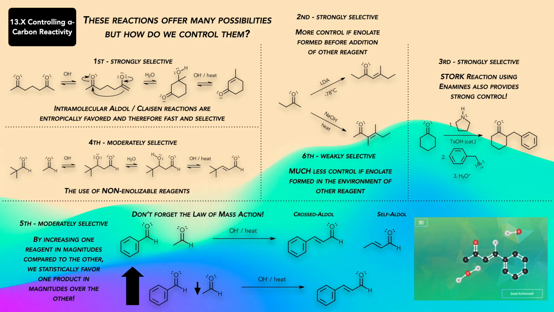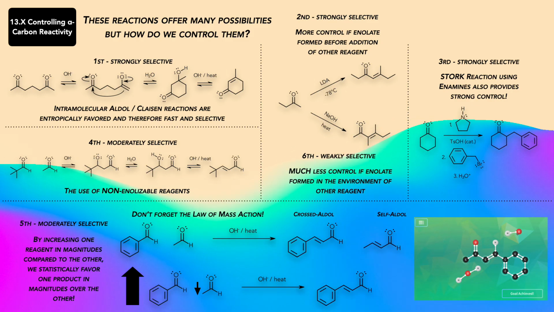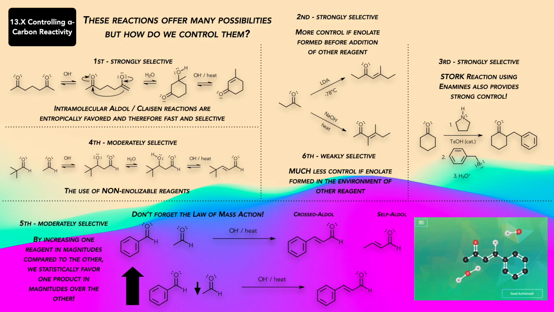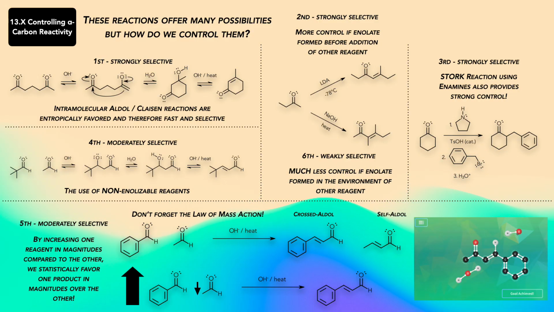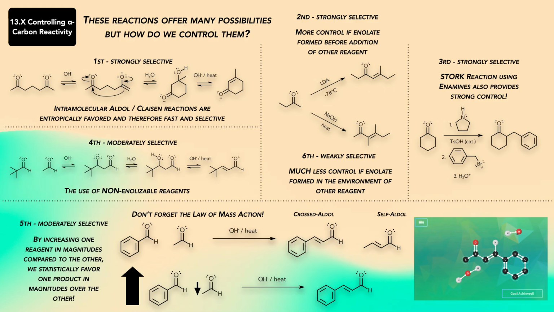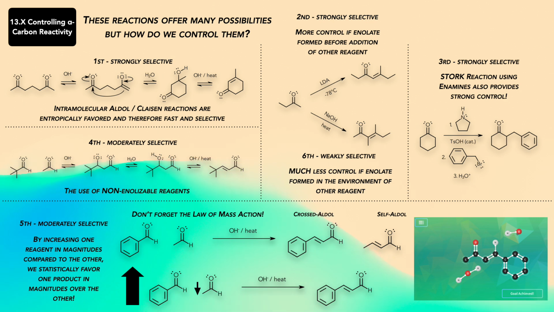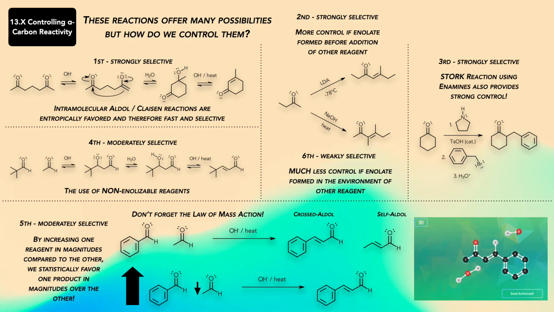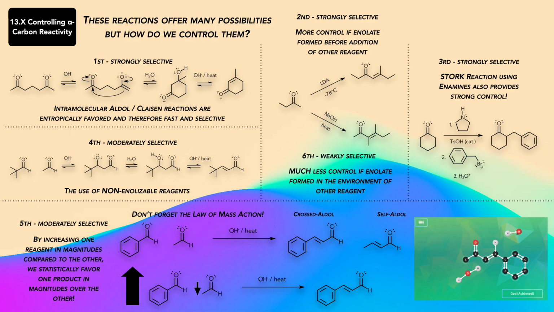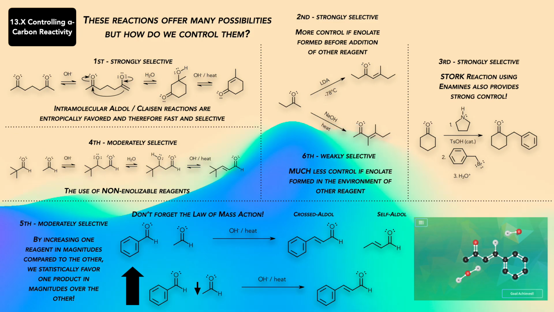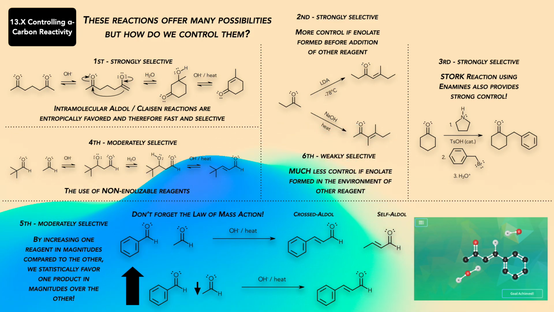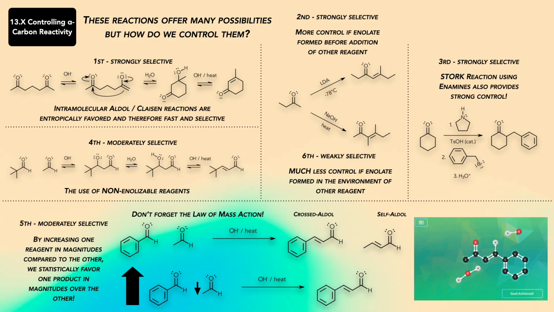Third, enamines can be used to provide controlled reactivity without using strong bases. Fourth, using non-enolizable partners can prevent unwanted side reactions. And finally, we can exploit the law of mass action, what you have probably referred to as Le Chatelier's principle, by using one reactant in large excess. Each of these strategies allows chemists to steer reactions toward the desired product.